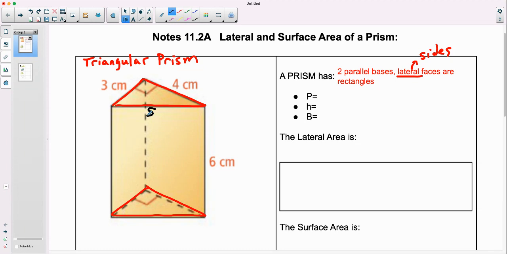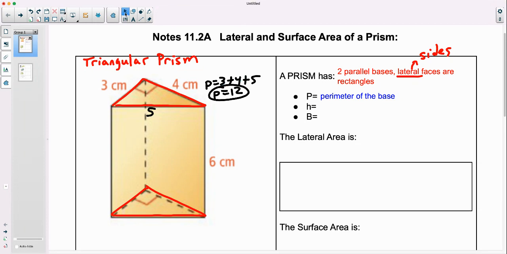To get the lateral area, what we need is something called P, or the perimeter. So this is the next one. Capital P is the perimeter of the base. So the perimeter is going to be adding up those three sides, 3, 4, and 5. So the perimeter of the base for this one is 3 plus 4 plus 5. So the perimeter is 12. That's going to be an important number in a second.